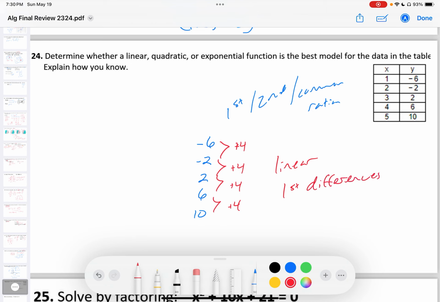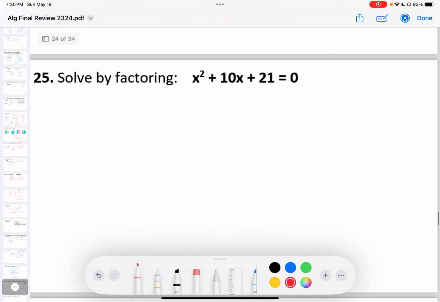First differences are the same. If our second differences were the same, that would be quadratic. And if there was a common ratio, multiplied by the same thing, that would be exponential.